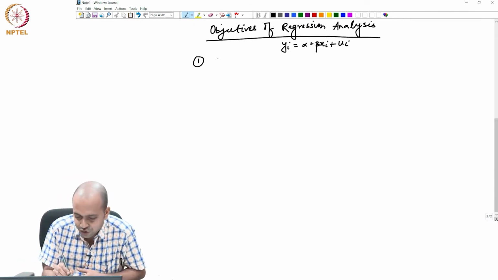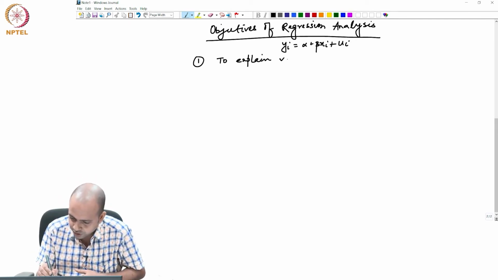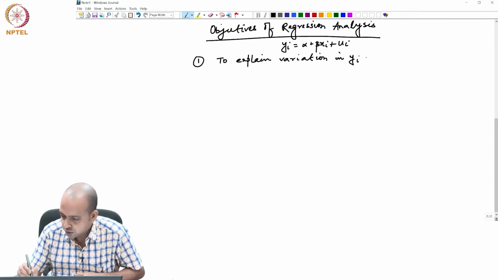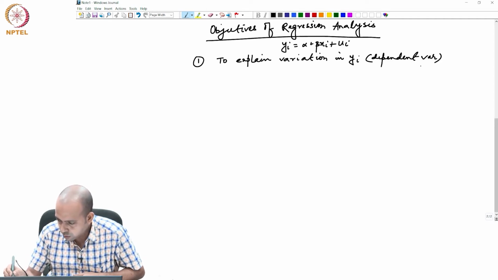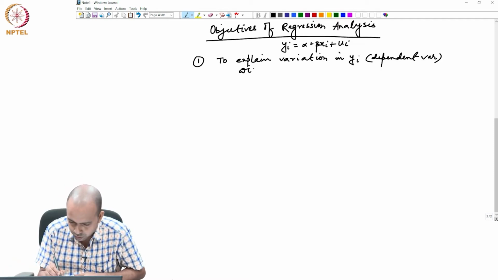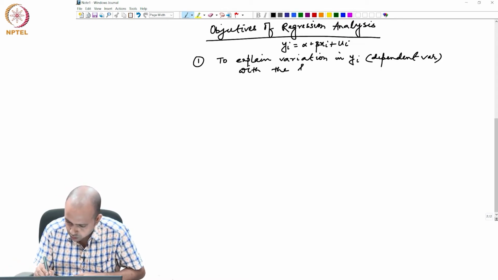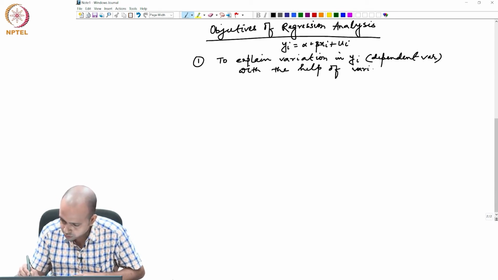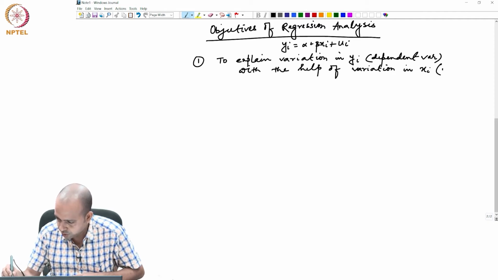So, what I am saying, the first objective is to explain variation in yi, which is the dependent variable, with the help of variation in xi, which is the independent variable.